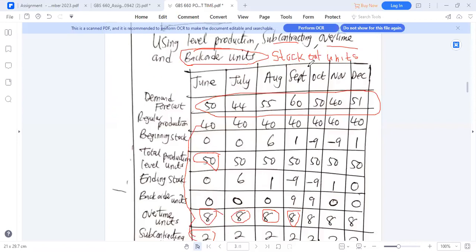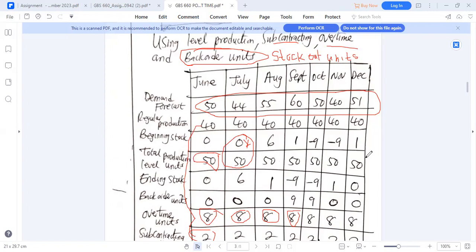So for this given question, our opening stock was 0. Then we produced 50 units to meet the demand of 50. We ended with 0. 0 is the opening stock in July, plus how many units we've produced? We've produced 50. So we add these two, beginning plus production minus the demand. We are going to have the ending stock of 6.